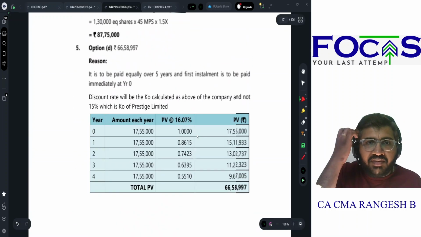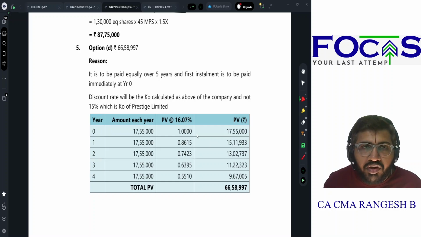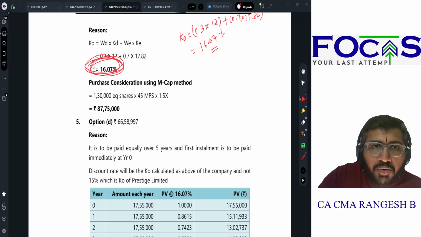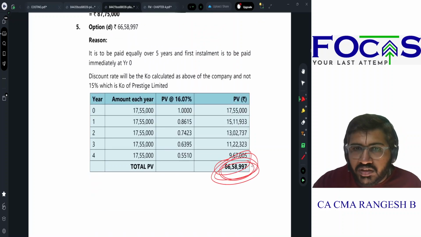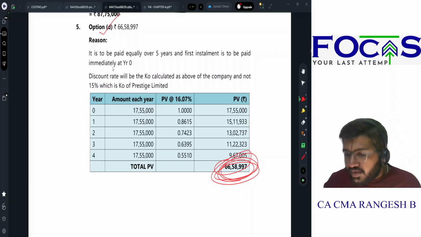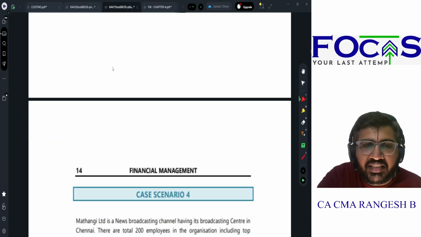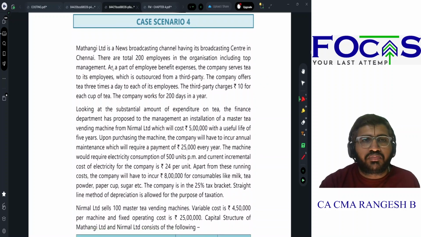So 87,75,000 FD pay பண்ண போறாங்க equally over 5 years. 87,75,000 divided by 5 gives you each year it is 17,55,000. This should be discounted at cost of capital 16.07 la நான் discount பண்ணனும். Discount பண்ணா my present value comes up to 66,58,997, which is your option D. This case scenario number 3 is a very important case scenario, very complex case scenario. So please make sure you definitely solve this the day before your examination.